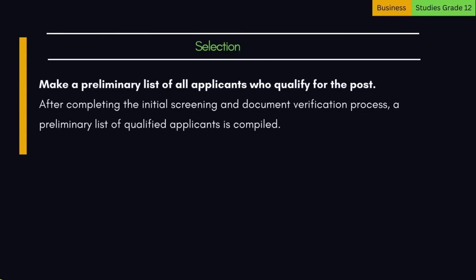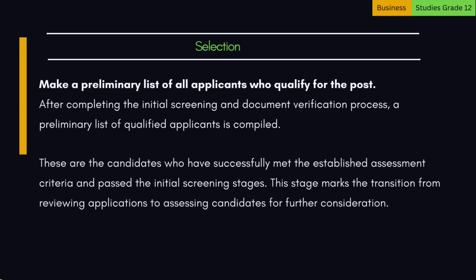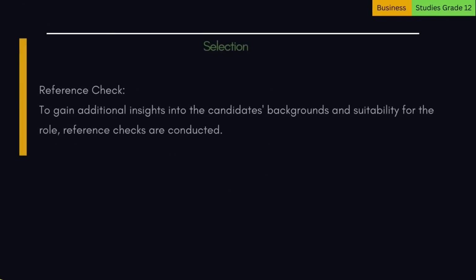4. Make a preliminary list of all applicants who qualify for the post. After completing the initial screening and document verification process, a preliminary list of qualified applicants is compiled. These are the candidates who have successfully met the established assessment criteria and passed the initial screening stages. This stage marks the transition from reviewing applications to assessing candidates for further consideration.